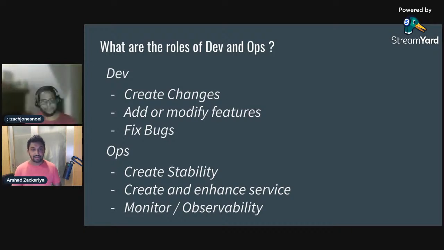Ops can also create and enhance services. Even if you have 10 servers running, that doesn't mean you run the same 10 servers next year for Christmas. You have to enhance it, because your users will go up or maybe down, depending on your business. And monitoring and observability are really important. You should know how your system is behaving, what's going on in your application, and how things are going.